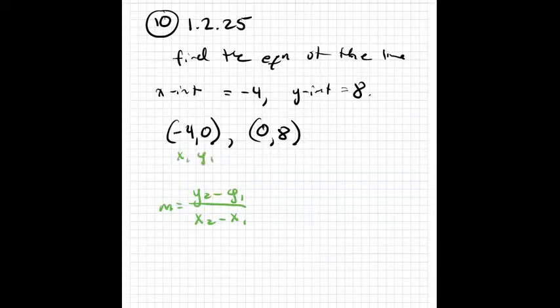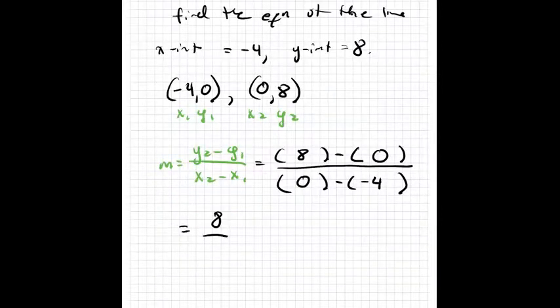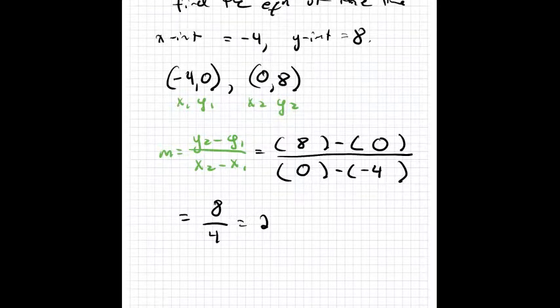Okay. So then if we do our substitutions, notice how this is a repeat of what we've been doing before. Right? So y2 is 8, y1 is 0. x2 is 0, x1 is -4. So then what we get is 8 on top and 4 on bottom, which becomes 2. So that's the slope. Okay.